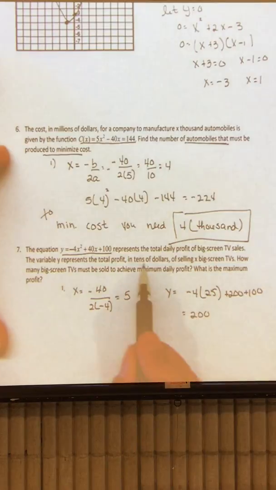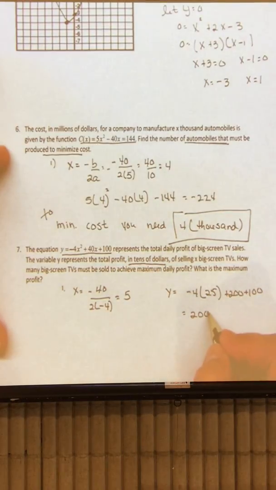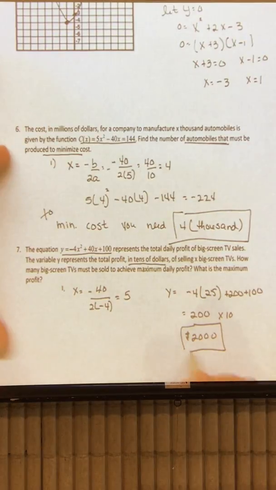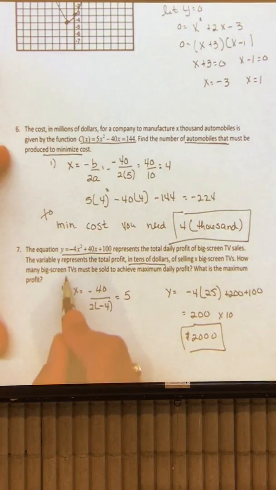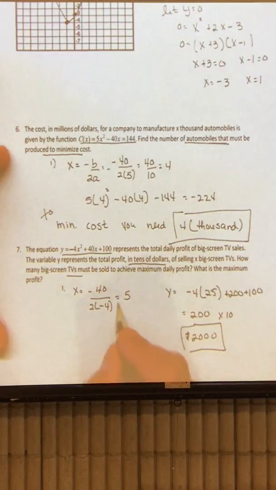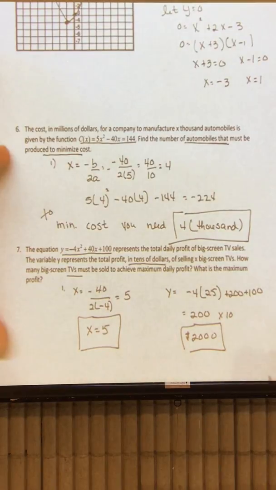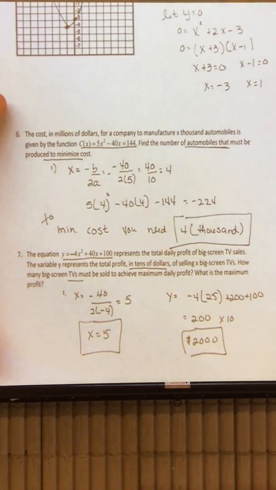However, your dollars is in tens of dollars, so you have to multiply by 10. Therefore, your profit is equal to $2,000, and you need 5 TVs. So x is equal to 5 TVs at a maximum profit of $2,000. And that completes section 4, chapter 4.